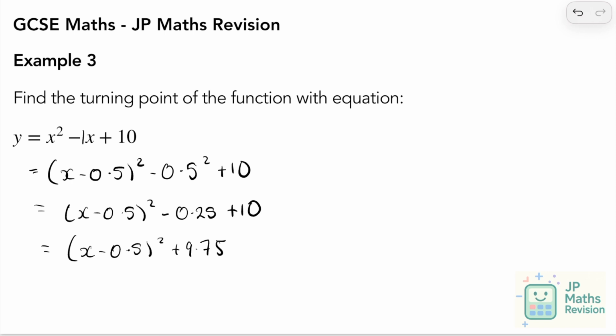So the turning point, again, we flip the sign of this. So if we flip minus 0.5, we get a plus 0.5. And then this one stays the same. So that's the y coordinate. Okay, so that's the turning point.